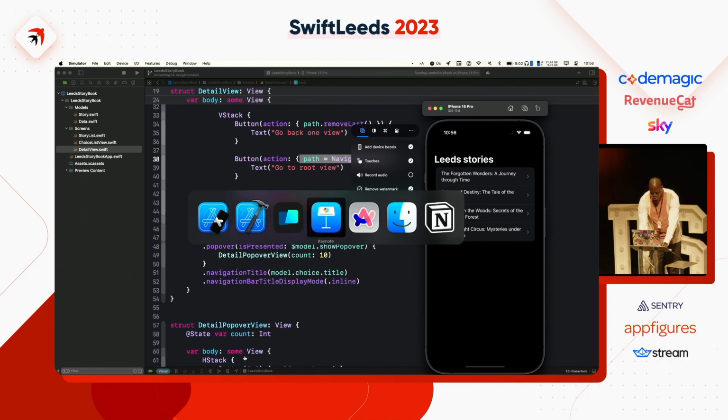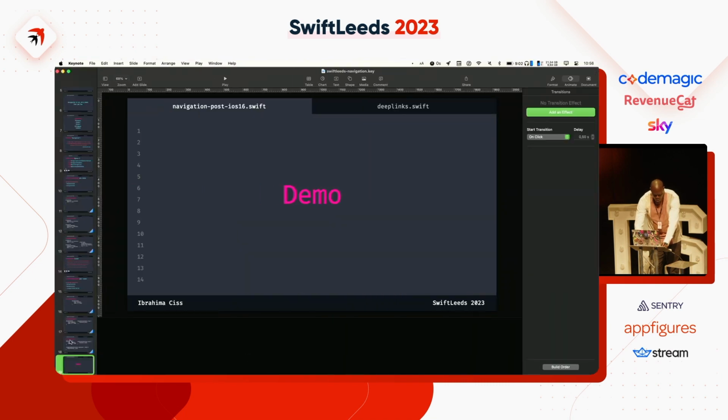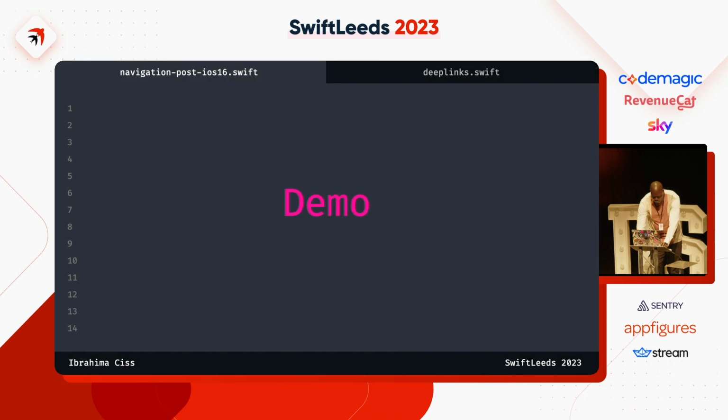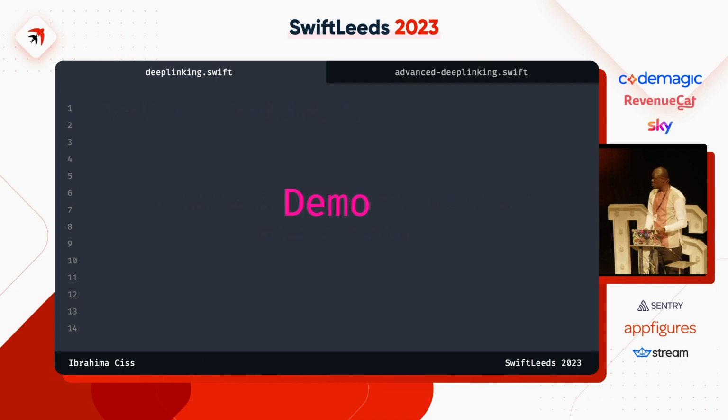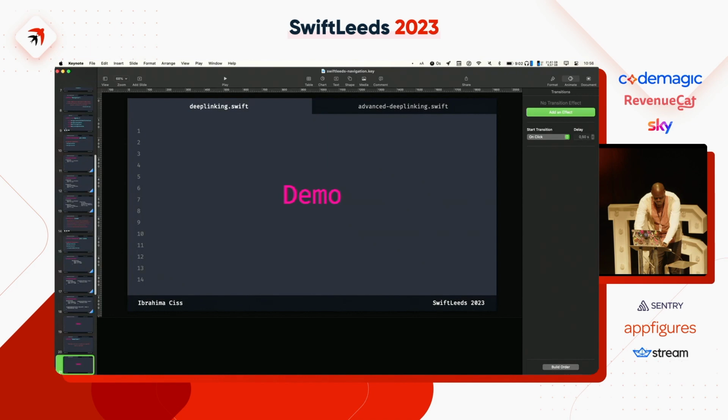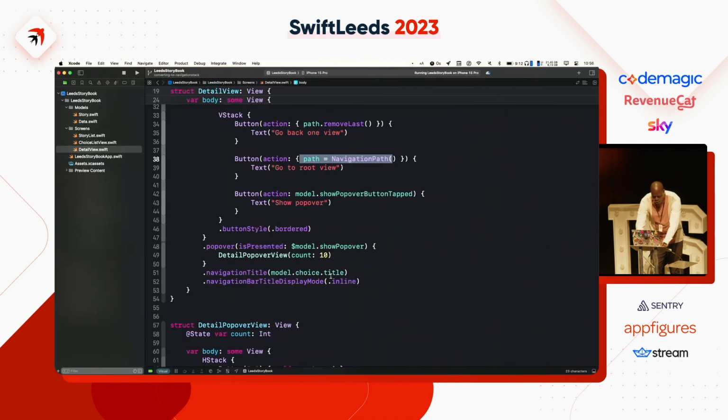So what's next? That was the first demo. Now let's talk about deep links and how to achieve them. So first, let's define a deep link. What is a deep link? A deep link is a mechanism that will allow us to navigate to a specific screen or view in our app. And another demo. It will be really tiring, man.